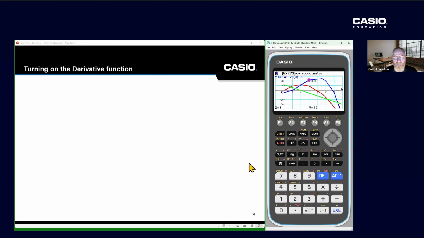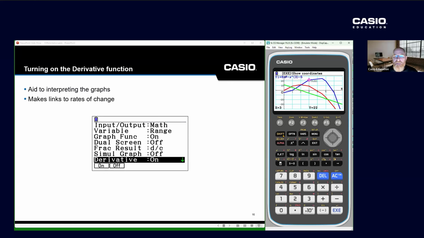But what is most effective on the handset is you can toggle whether the derivative is calculated or not. This does aid when you have got some graphs. It automatically gives you dy dx, for example, and it makes a nice link if you've got more than one function between the function and its derivative. So what we can do is shift and setup. And if you scroll down to the bottom of the screen, you can see you can toggle derivative on or off. I'm going to turn it on. Okay. And then I can exit.